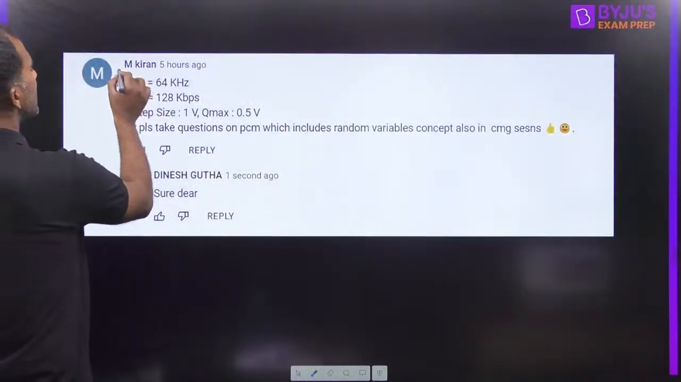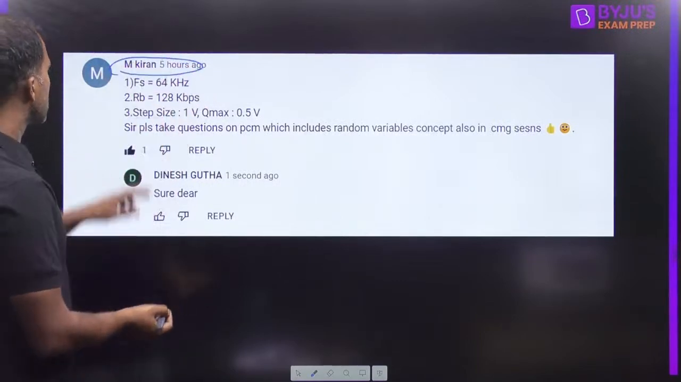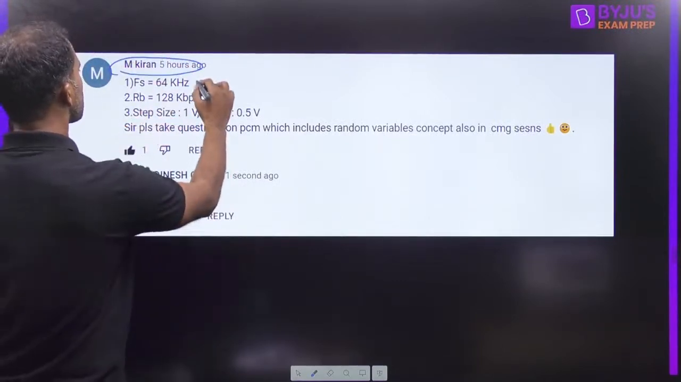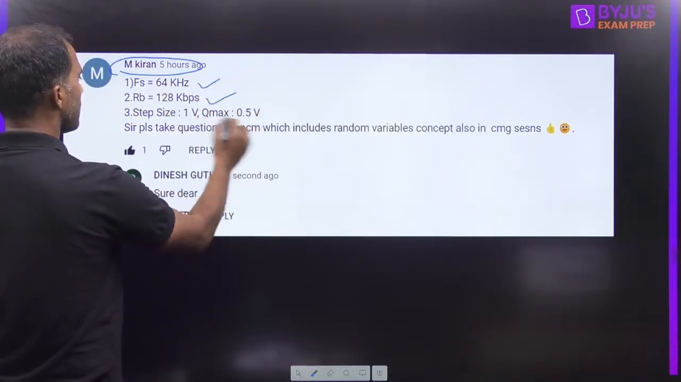So one person has answered correctly in the comment box. So you can see that it is 128, perfect. First question answer is correct. Second is correct. Third is also perfect.